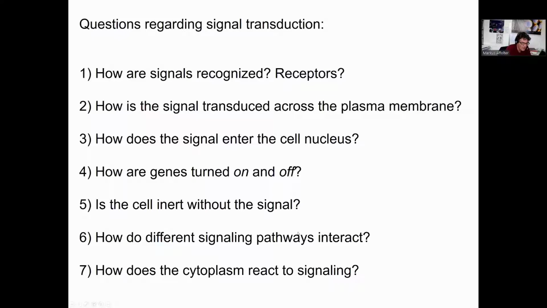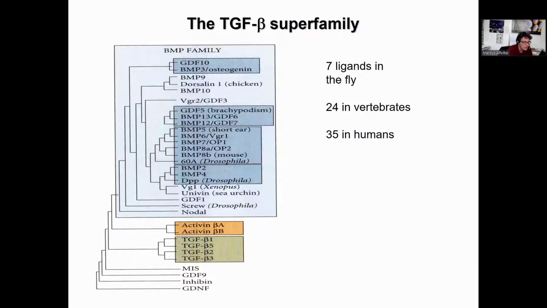How do different signaling pathways interact? Well, this becomes complicated. We will not talk about it. How does the cytoplasm react to signaling? We'll also not talk about it today and tomorrow. So now we start. This is the TGF-beta signaling pathway, that's what we want to look at now. One of these 7 pathways that we discussed. All of these pathways usually have many ligands. There was maybe in ancient times a single ligand in a very primitive organism.